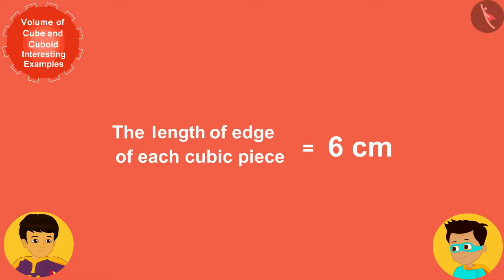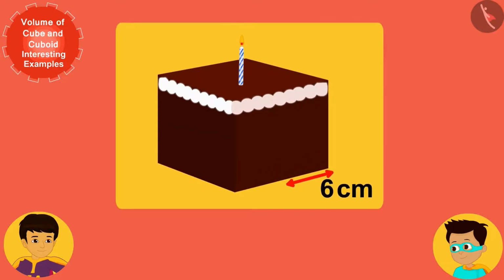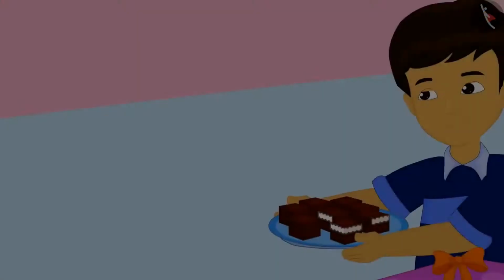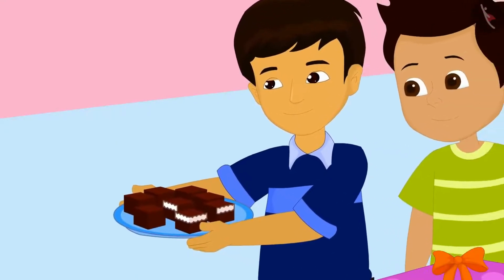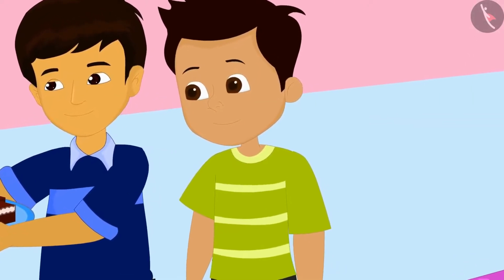Thanks, Thomas. Let us quickly return to our world. I will cut this cake into 8 cubed pieces of 6 centimeters each, and then we will enjoy it together with the rest of our friends. Manas cut the cake into 8 cubes and the 2 friends went to share the cake with their other friends.